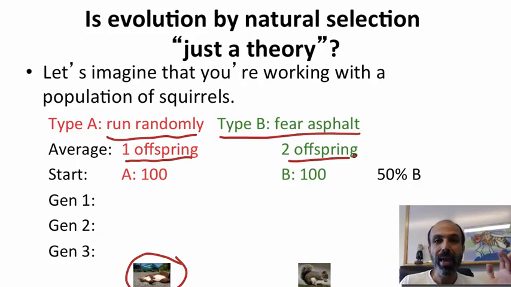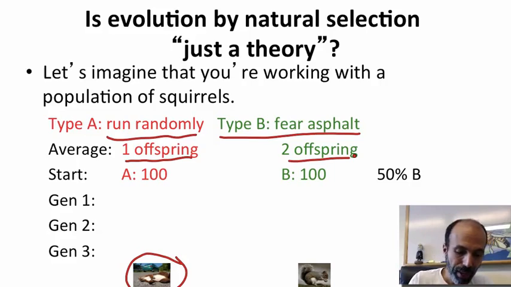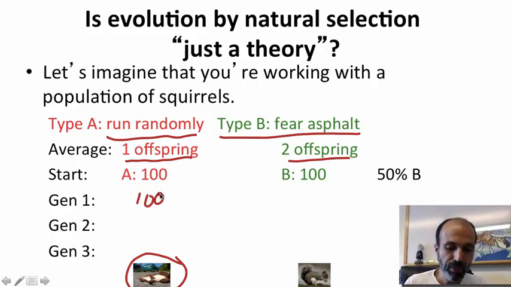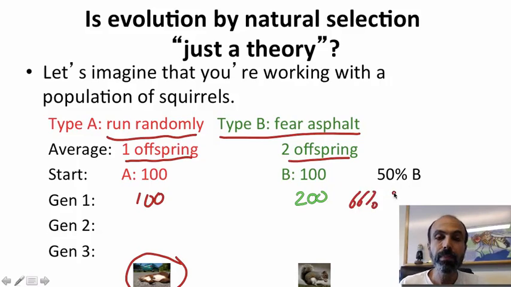So we'll start a population with half type A, half type B, and let's see what happens. And we're assuming that type A individuals have type A kids, type B individuals have type B kids. After one generation, these type A individuals each have one offspring, so we have now a new population of 100 type A squirrels. The B ones, as I said, are each having two offspring, so these 100 produce 200 kids. So what's happened? Instead of having 50% B, all of a sudden now we're 66% B. It's 200 out of 300.